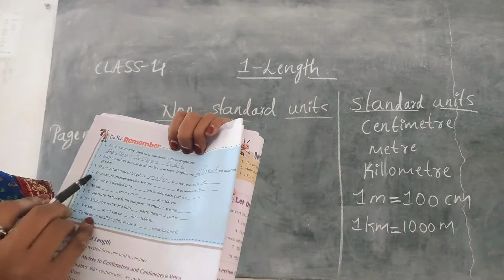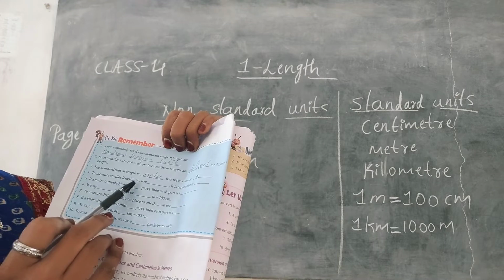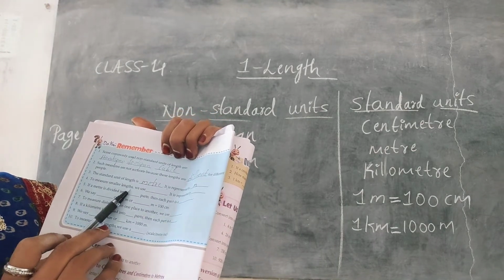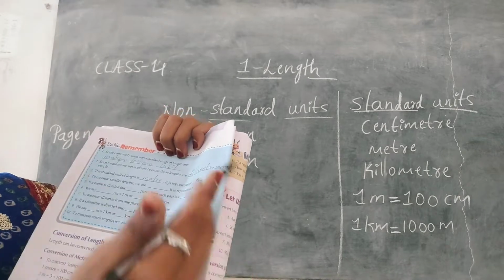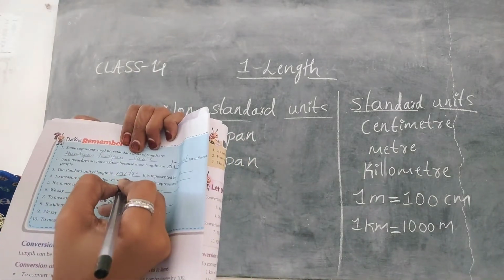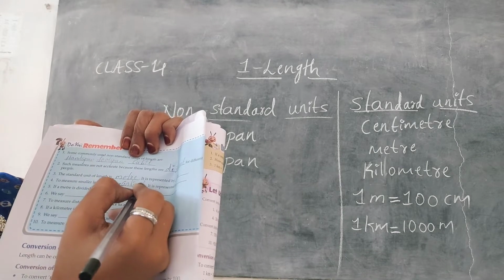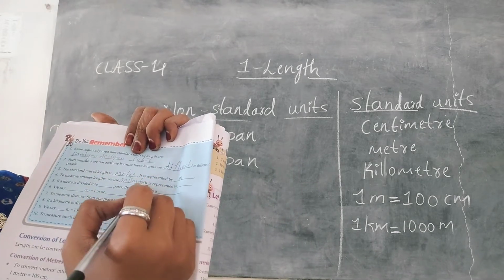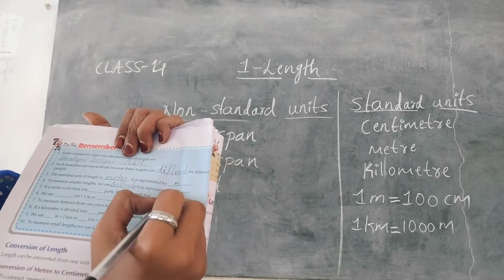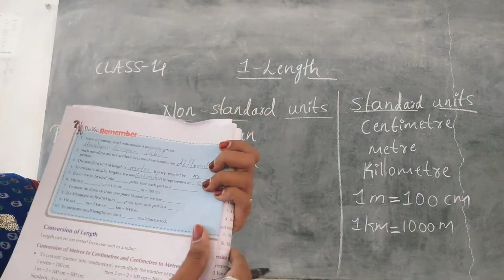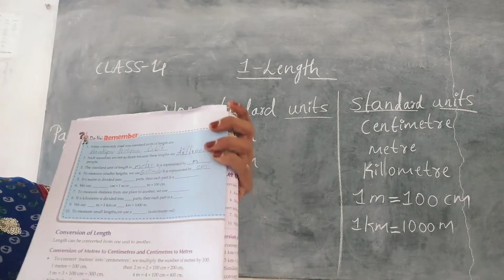Next, fourth one. To measure smaller lengths, we use a centimeter. So write down here centimeter, and it is represented by cm. Small cm. Cm means a centimeter.